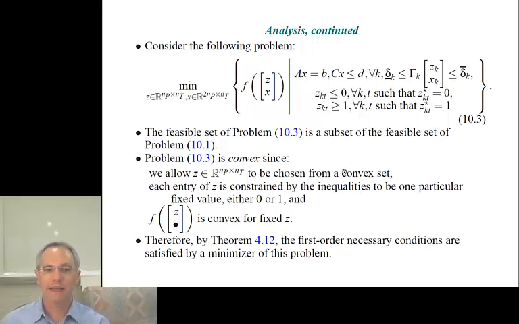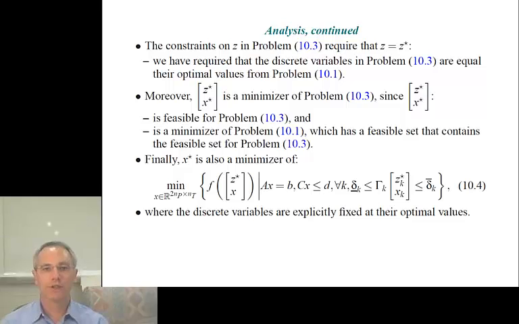Consequently, for the particular value of z equal to z star, our feasible set, in fact, is a convex set, and the objective is convex on that feasible set. So by theorem 4.12, the first order necessary conditions are satisfied by a minimizer of this problem. The constraints on z in problem 10.3 require that z is equal to z star. In other words, we've required that the discrete variables in problem 10.3 are required to be equal to the values that we happen to know to be optimum, assuming that we could solve problem 10.1.